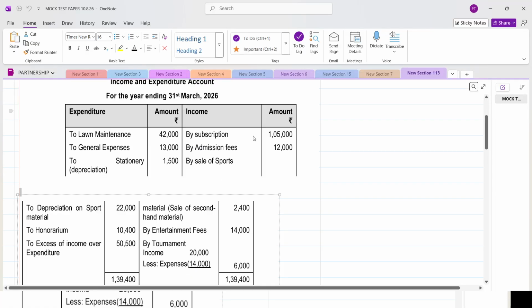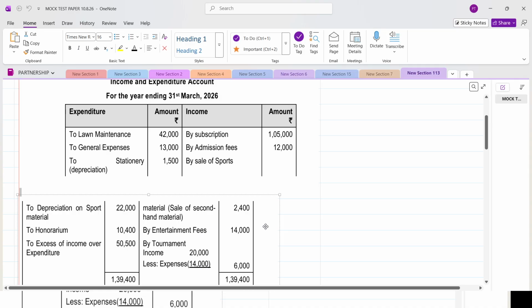Subscription, leave it, because you have to do working. Don't write this amount. Admission fees, you can write down. Sale of sports material, you can write down. Entertainment fees, you can write down. Then tournament income will come on the receipt side. Expenses will go to the payment side.